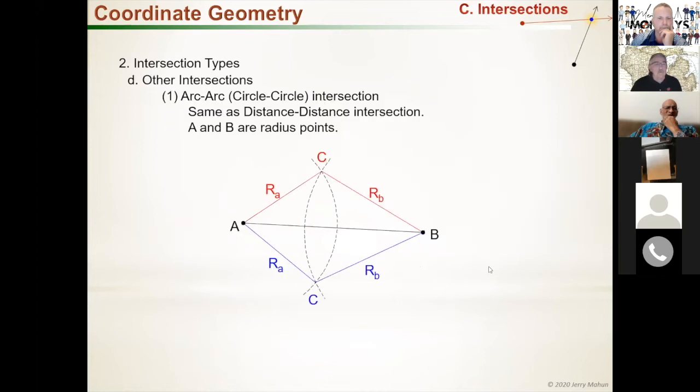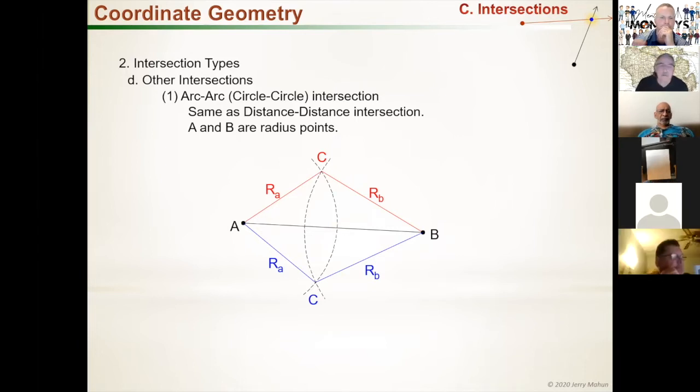If you do a lot of road design or dealing with subdivisions where you've got curves and you're intersecting boundary lines with curves or road-to-road intersections and that type of thing, you'll have arc-arc or circle-circle intersection types of problems. And those are basically just distance-distance intersections, because the center points, the radius points of your arcs, are your baseline points, and your radii are your distances.